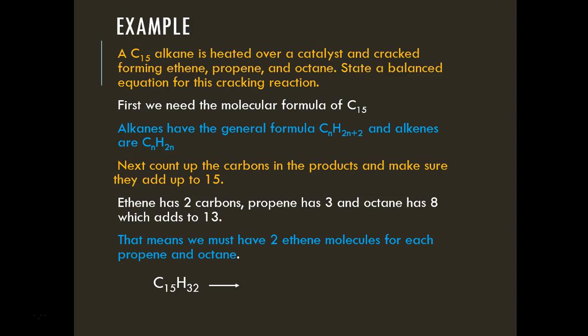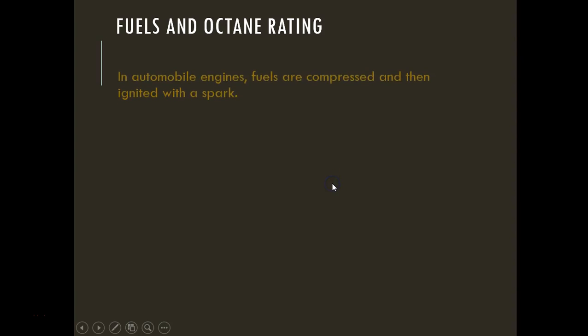So we'll write the formula for our alkane. Since we know the general formula for alkanes, this alkane will be C15H32. Next, we add our products, ethene, propene, and octane, and we put the coefficient of 2 in front of ethene to show that we're going to have 2 moles of that produced. And so that is our balanced equation. Easy peasy. All right, so octane rating.